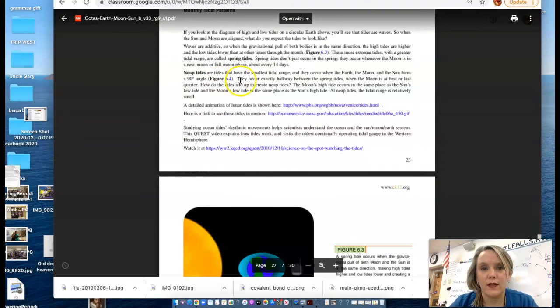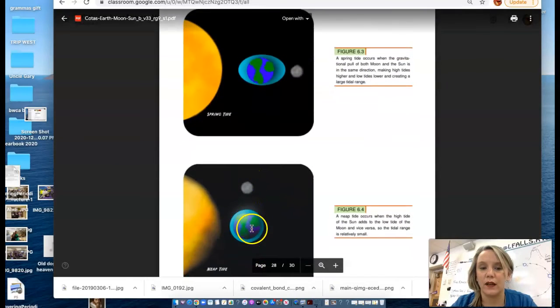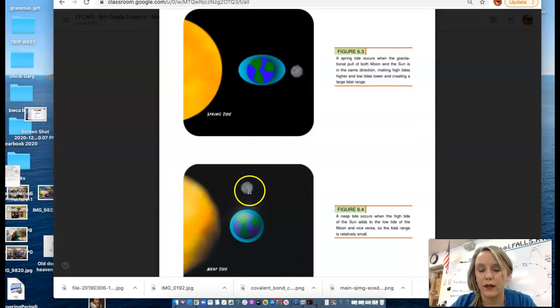So again, I said this in our last lecture, but neap tides are tides that have the smallest tidal range, and they occur when the moon, earth, and sun form a 90-degree angle. So right here, okay? Because in this position, it's just the moon's gravity that's acting on the water right here.